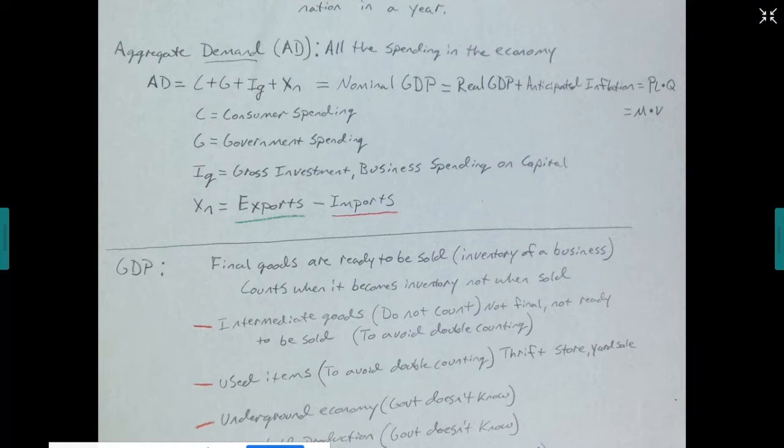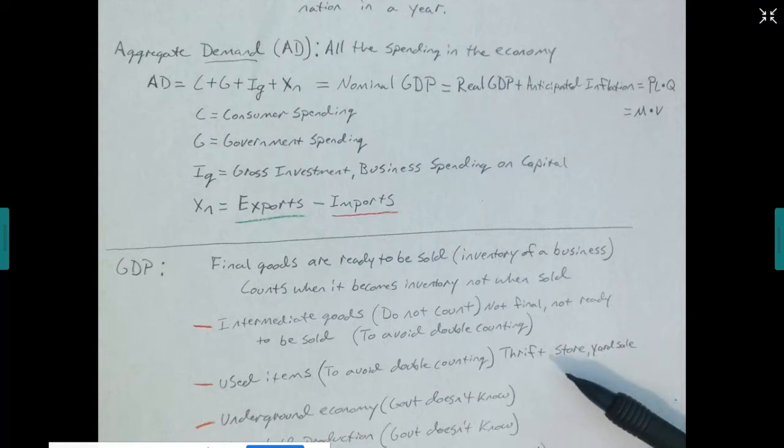So when the Planters Corporation sells peanuts to the Snickers Corporation, that transaction does not count because the price of the peanuts, those 10 cents, is already included in the final price of the Snickers bar, $1. If we included the peanuts as well as the entire Snickers bar, then we would be counting the peanuts twice. Used items do not count for the same reason, to avoid the double counting. They were already counted once when they became inventory the first time. So things in the thrift store or the yard sale do not count.